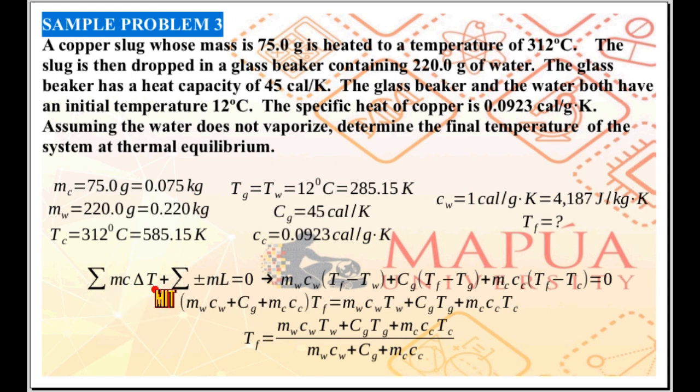Summation of mc delta T plus summation of plus minus mL is equal to 0. Again, conservation of energy in terms of heat energy. So, look at each object and determine if each object will have a temperature change. So, we have 3 objects. We have the copper slug. Does the copper slug undergo temperature change?